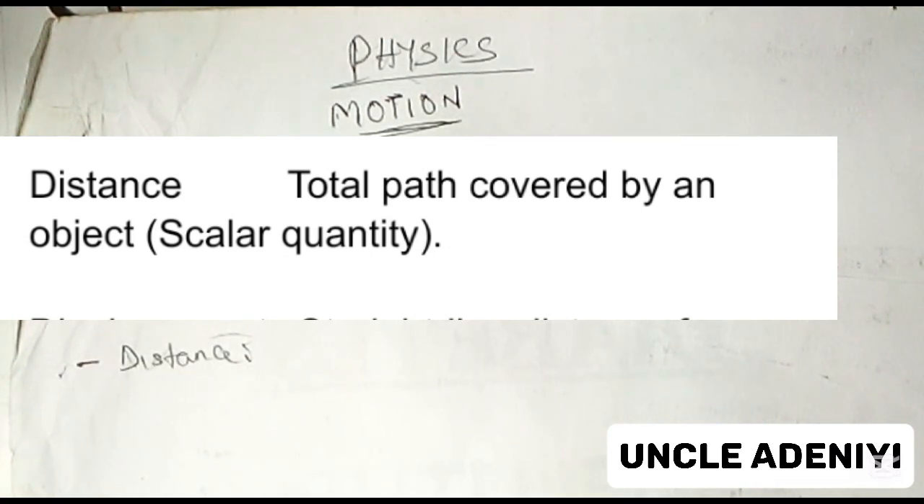I know some of you will be asking me, what is a scalar quantity? You should know this by now. As a physics student, a scalar quantity is a quantity that has magnitude but no direction. So distance is the total distance covered by an object.